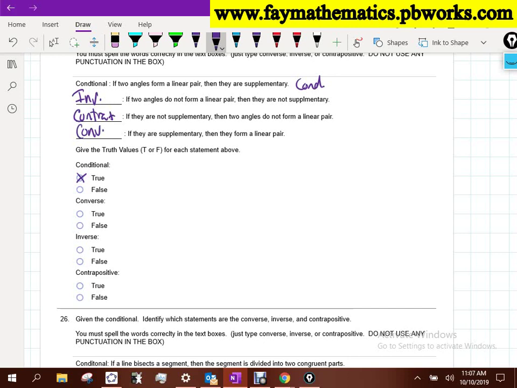Okay, the conditional was true, so the contrapositive is going to be true. Now I have to answer whether this one is true or that one is true. I don't like this one because it's got the word not in it, so I'm going to answer this one. If they are supplementary, then they form a linear pair. Then we're saying that if any two angles are supplementary, they have to be a linear pair. And we know that maybe if that's 130 degrees, and maybe that angle is 50 degrees, they're supplementary, but they're not together making a linear pair. They don't share a vertex and a common side, and their non-common sides don't form a straight line. They're separate angles, but they're still supplementary. So the converse is false, therefore the inverse is also false.